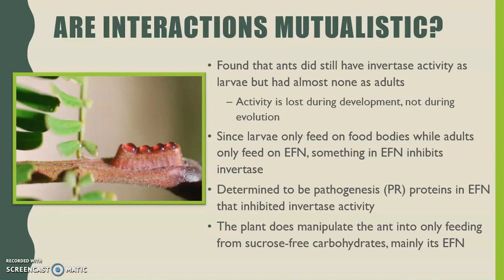So, in summary, basically the plant did manipulate the ant into only feeding from its nectar, because the ants could not get any other sucrose-free carbohydrates besides the nectar of the plant it was protecting. So to me, that kind of makes you wonder, is this really a mutualistic relationship if the plant is manipulating the ant into only feeding from it? But that's just what I think.